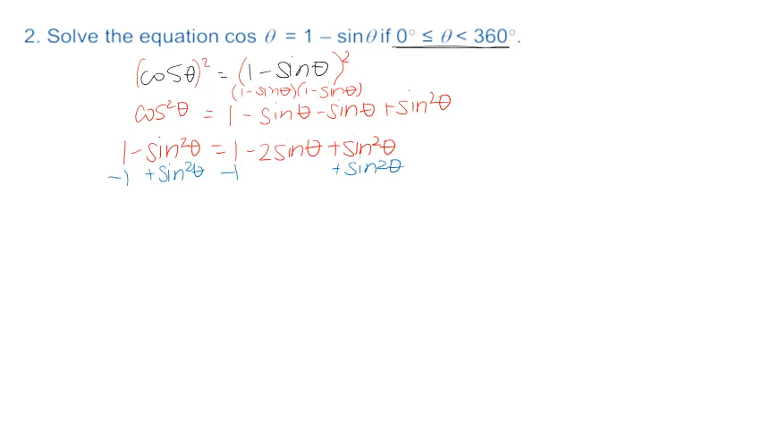Now, I hope this is okay, but I'm going to go ahead and try and save myself a little bit of a step by reorganizing this as I write. So on my left-hand side, I now have 0. On my right-hand side, the 1 went away. I have a negative 2 sine of theta, and then I also have a positive 2 sine squared theta. So I'm going to write this as 2 sine squared theta minus 2 sine of theta.